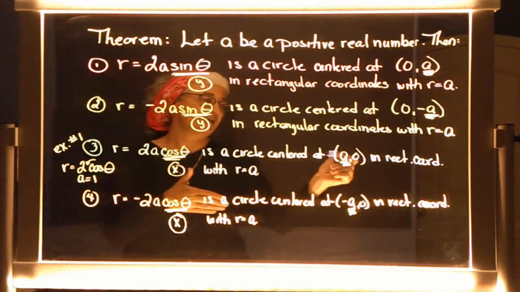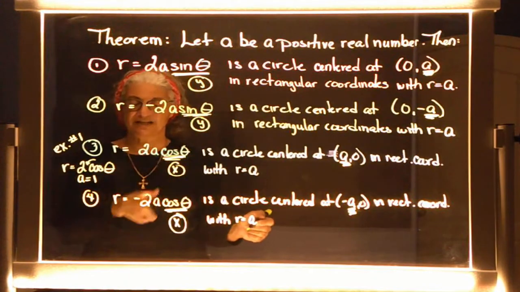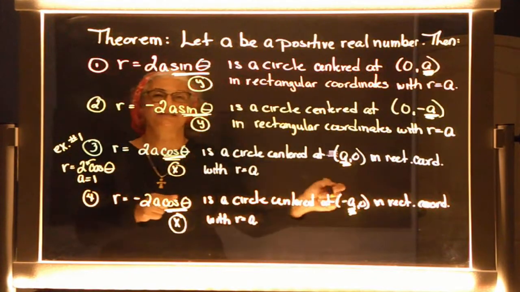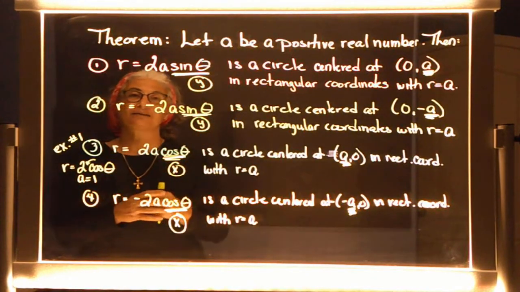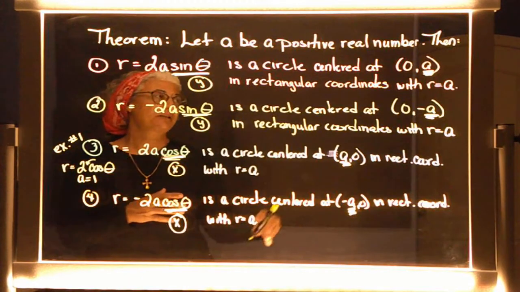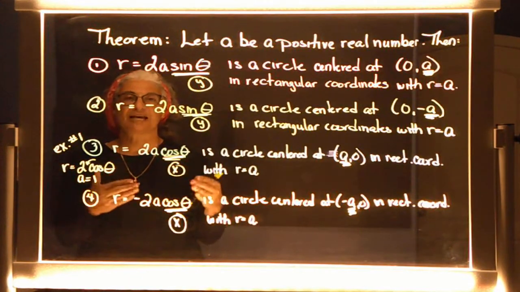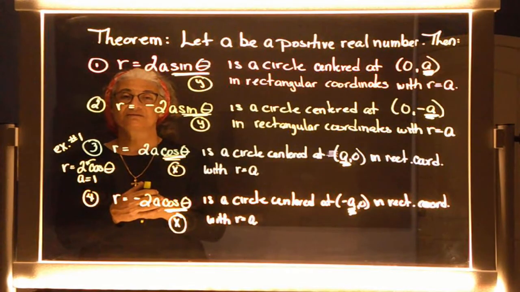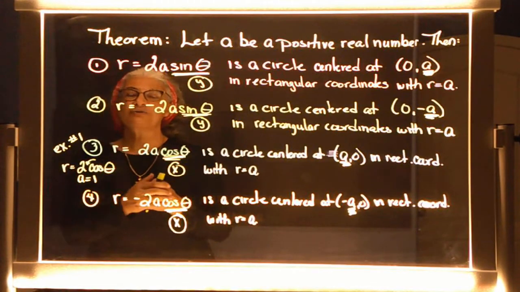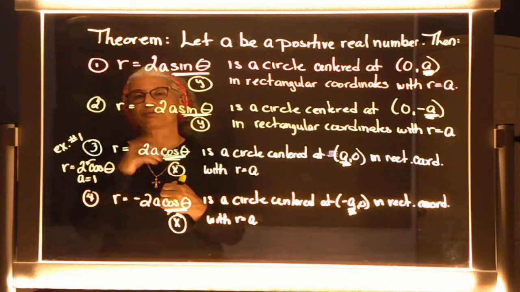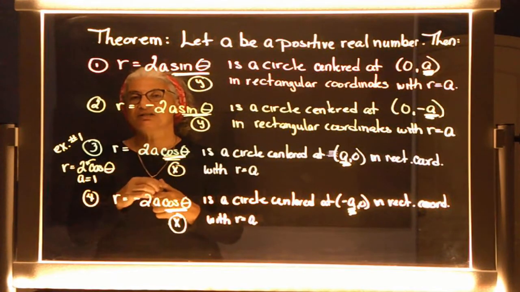Then my a is in the x position. And again, if there's a negative in front, then the negative goes with the a. But in all 4 cases, your radius was just a. Good? Okay, so I've got another theorem coming up that's going to work with example number 3 that we did just a few minutes ago.